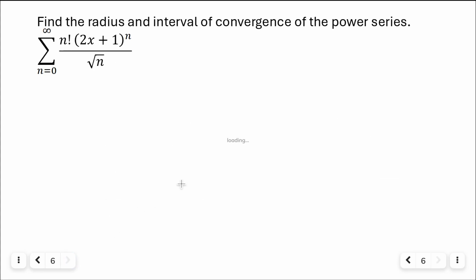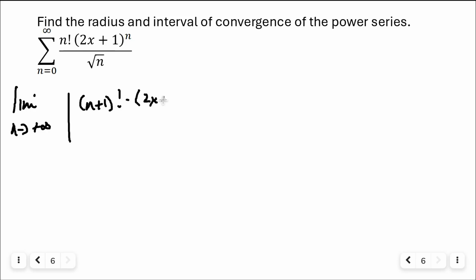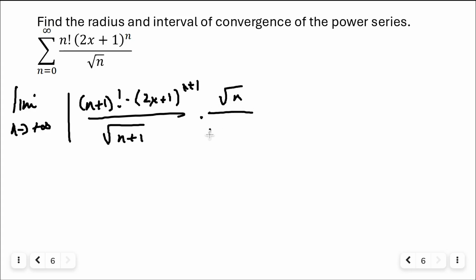Okay? All right, let's try one more. We're going to try the sum n equals 0 to infinity, n factorial, 2x plus 1 to the n, over square root n. So again, same thing. We're going to find the limit as n goes to infinity. Let's do it. That's n plus 1 factorial, 2x plus 1 to the n plus 1, over square root n plus 1, times, flip the other one over, square root n factorial, 2x plus 1 to the n.